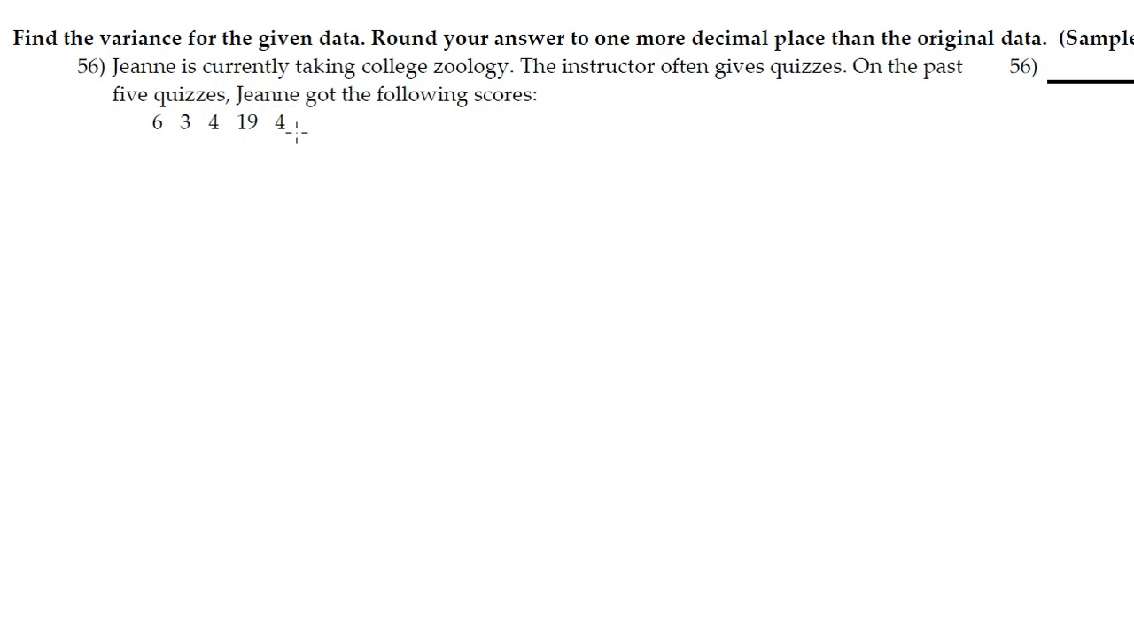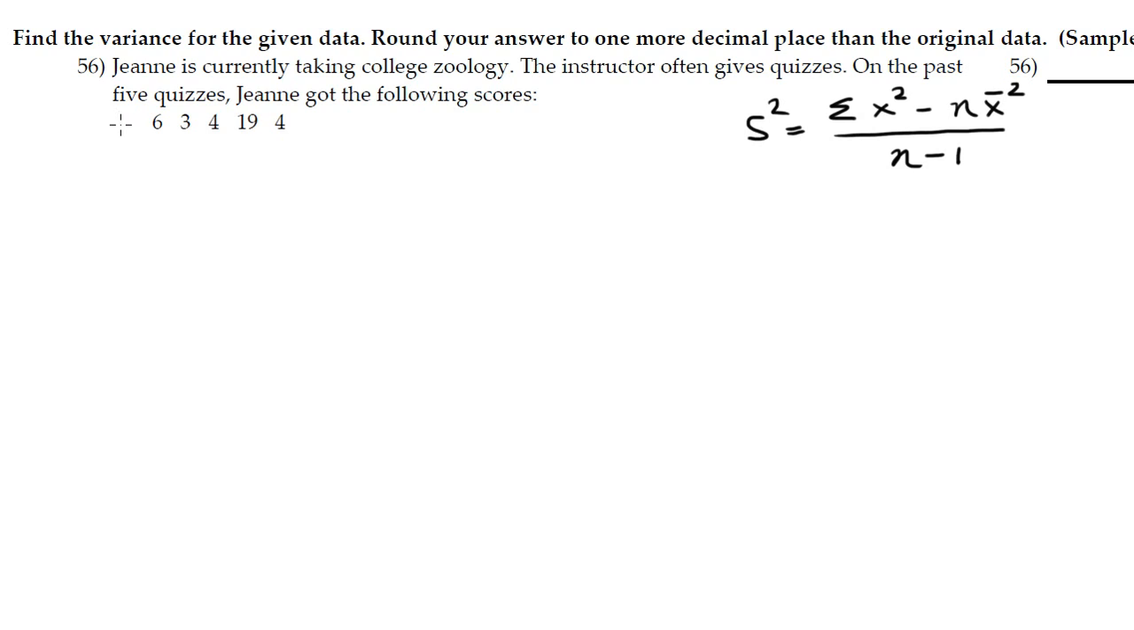Okay, 56 and 57 we'll do in one video together. We're finding the variance for this data. The variance is s squared, which is not the square root, but the sum of the x squareds minus the number of values times the mean squared, divided by n minus 1. And s squared is the symbol we use for the sample variance.